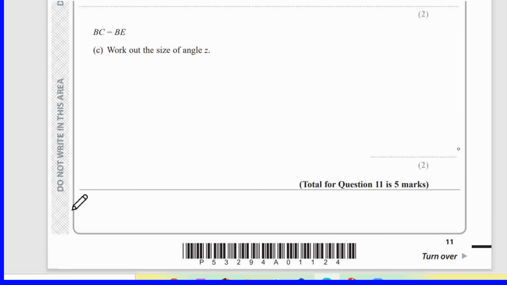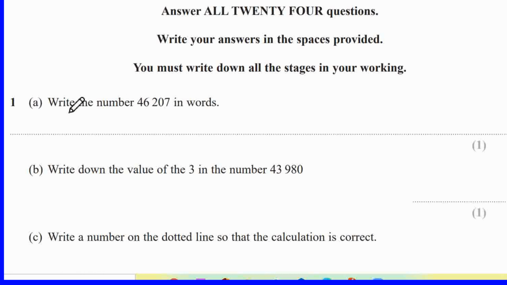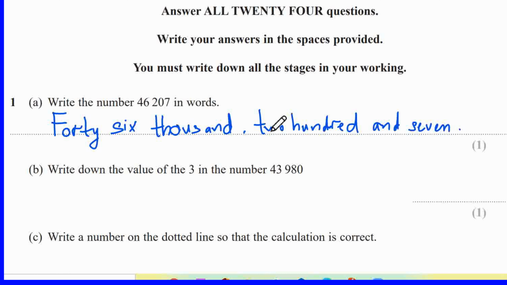And let's get started from number 1. Write the number 46207 in words. So this must be an easy opening question. It will be 46,207. Number B, write down the value of 3 in the number 43,980. So 3 is in the thousands place, so the value will be 3,000.